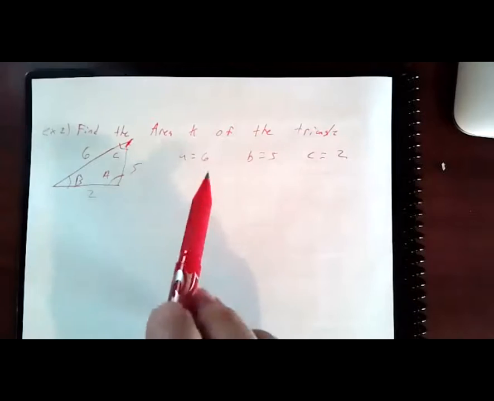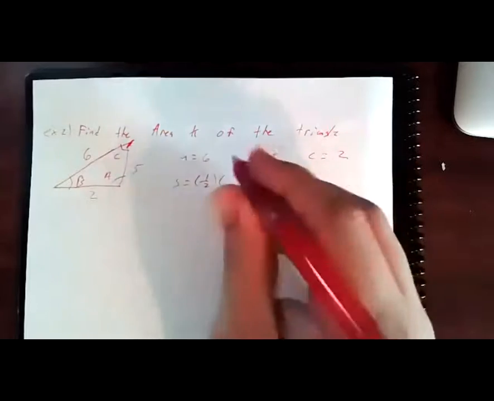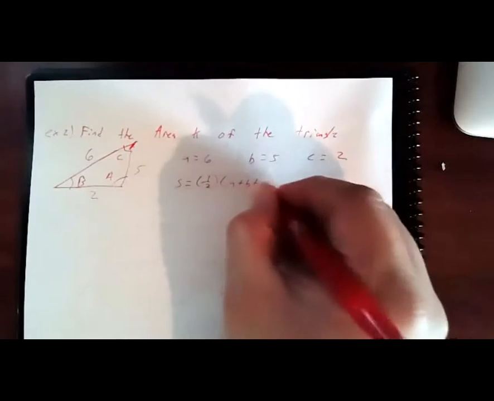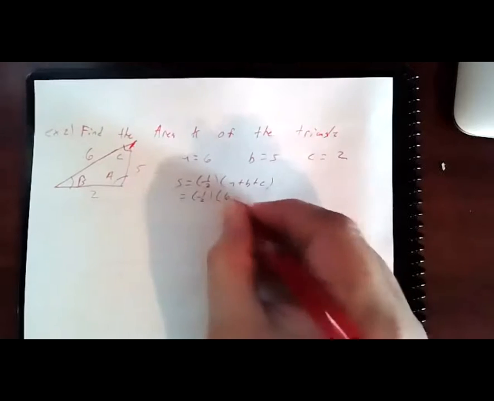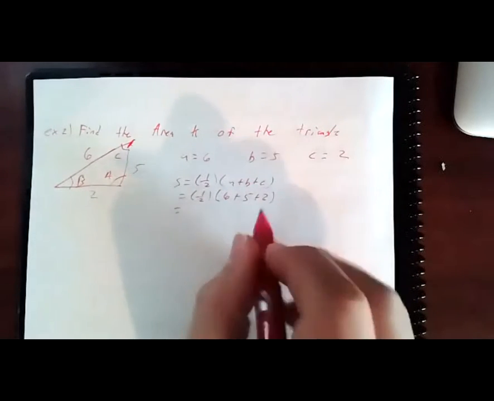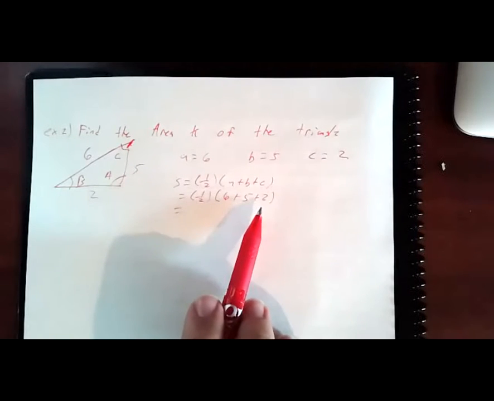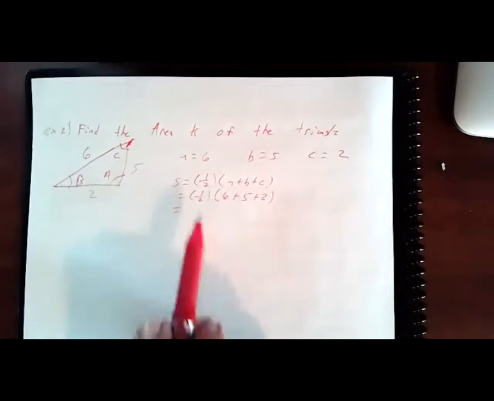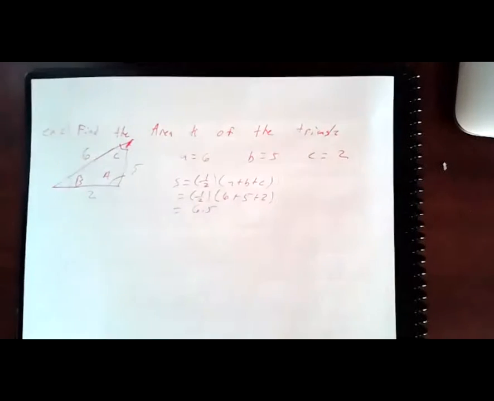Since we have all three sides, we can use Hero's formula. But to do that, we should start by finding s. So 1/2 times a plus b plus c, which would be equal to 1/2 times 6 plus 5 plus 2. So what is that? 11, 13, right? 6.5.